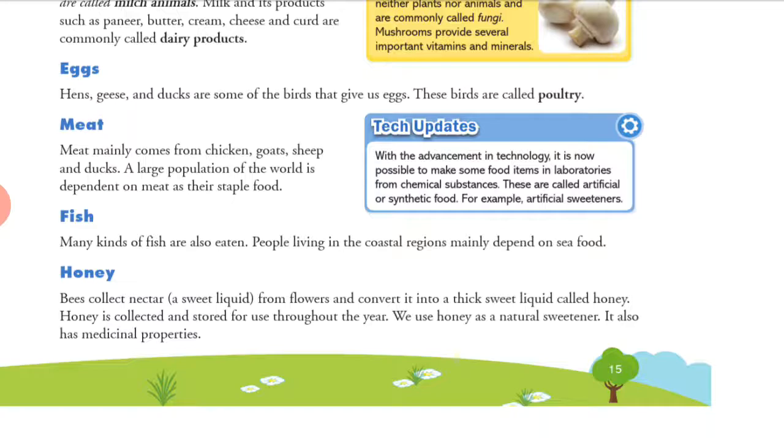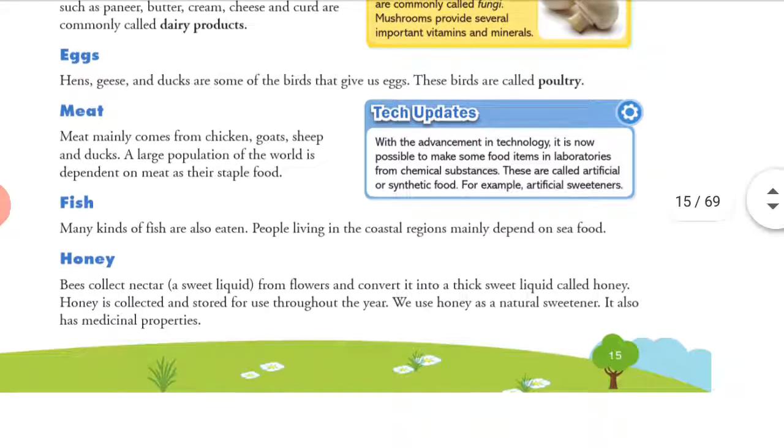Eggs: you can see hen, geese and ducks are some of the common birds that give us eggs. These birds are called poultry. Meat mainly comes from chicken, goat, sheep and ducks. A large population of the world is dependent on meat as their staple food. Very strange to know. Okay.